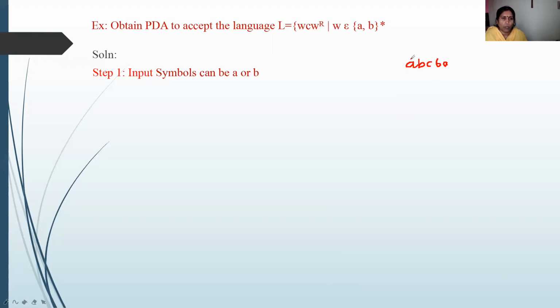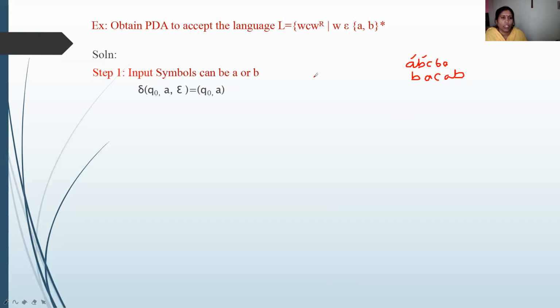Some of you may start with A and some of you may start with B. Assume that if I am starting with B, the input B, A, C, A, B should also be accepted, where the string and the reverse of the string are the same. So the input symbols can be A or B, and initially we have to write the transitions for that.